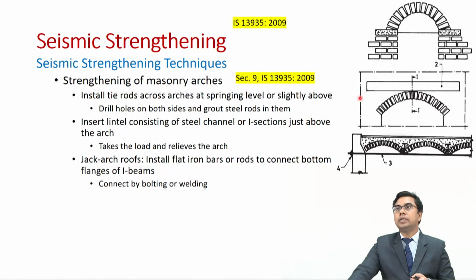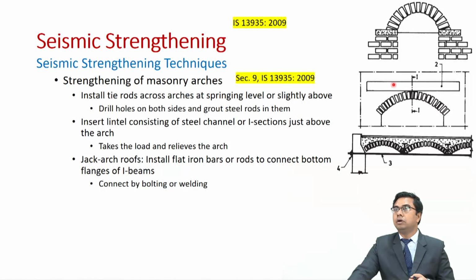Then if you have masonry arches such as those shown over here, then we shall install tie rods at a springing level, or slightly above the springing level also you can provide. The second approach is that you can also provide a lintel or a band consisting of a steel channel or I section just above the arch.